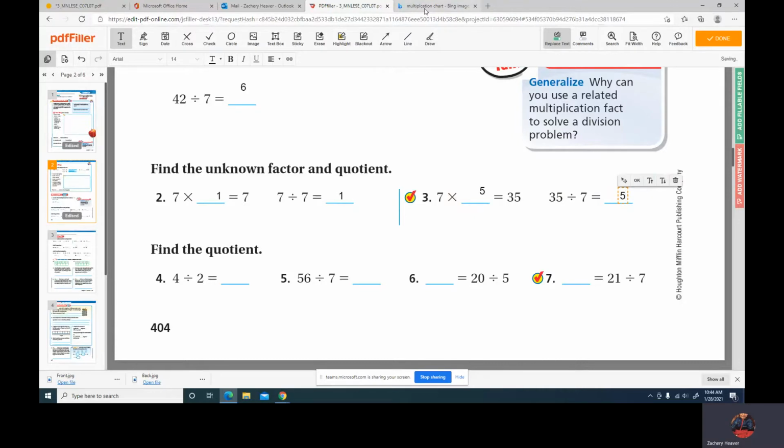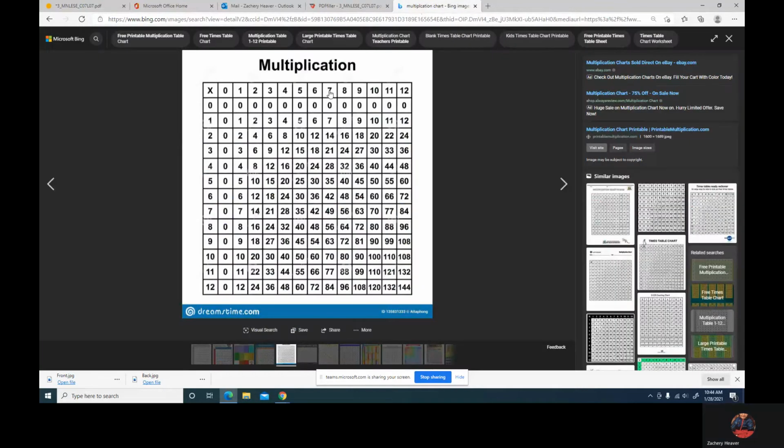If I want to look at my multiplication, let me look. Here's my 7s. 0, 1, 2, 3, 4, 5. Okay, that's 7 times 5. And if I did 35 divided by 7, I would go to 7, go down to 35, and then go over, which shows me 5.